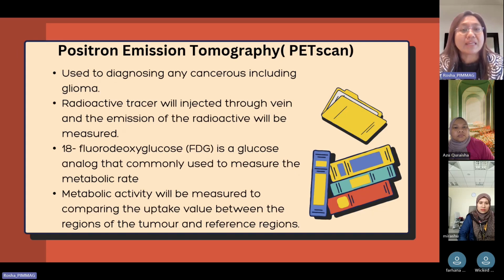While for the PET scan, it is used for diagnosing any cancers, including glioma. The radioactive tracer will be injected through a vein and the emission of the radioactive will be measured. Fluorodeoxyglucose is a glucose analog that is commonly used to measure the metabolic rate. Metabolic activity will be measured by comparing the uptake value between the regions of the tumor and also the reference region.